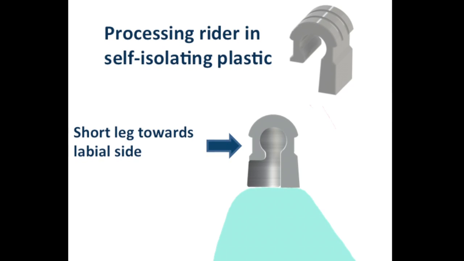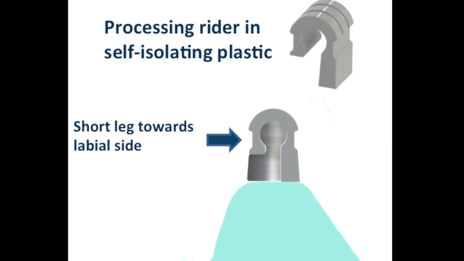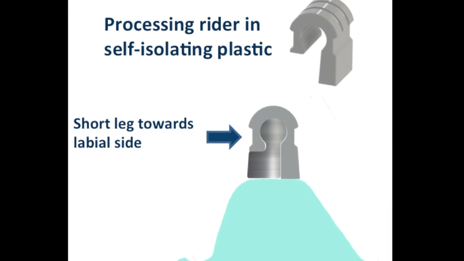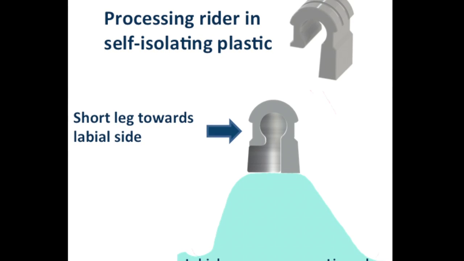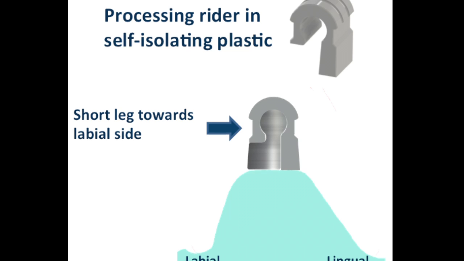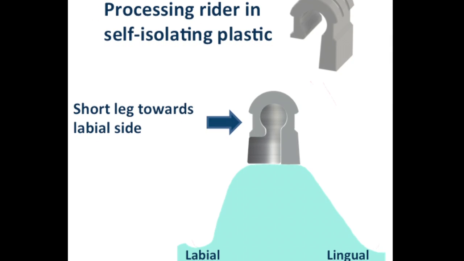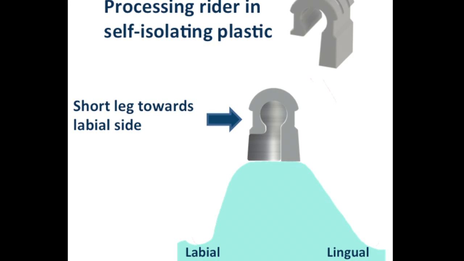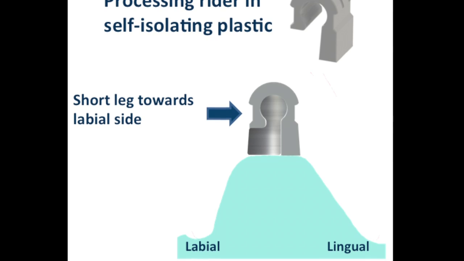Unlike the Hader bar processing riders, the OCAD riders are made to fit onto the bar. They also block out the undercuts in that section of bar on both sides. This is a big improvement over the Hader bar. Remember to place the short leg toward the labial so that it sits right on the step.